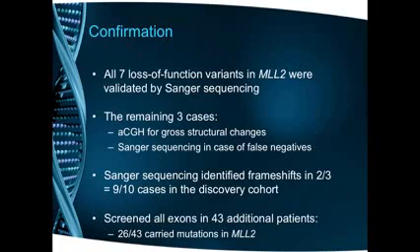Of course, you have to confirm that because you can have false positives with next-generation sequencing methods, and they did that by Sanger sequencing. And in the remaining 3 cases, they also applied Sanger sequencing to that very gene to see if they had missed something. And they also did array CGH. Well, sure enough, they found frame shifts in that same gene in 2 out of the 3 patients. And so in 9 out of the 10 patients, they now had an explanation for their Kabuki syndrome.